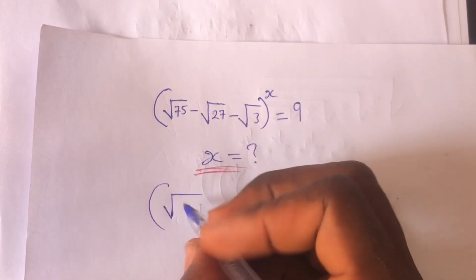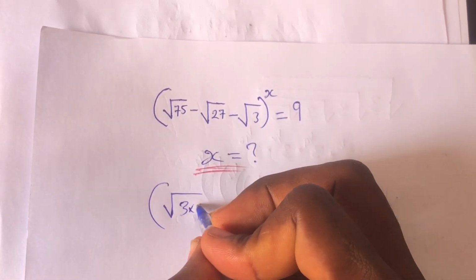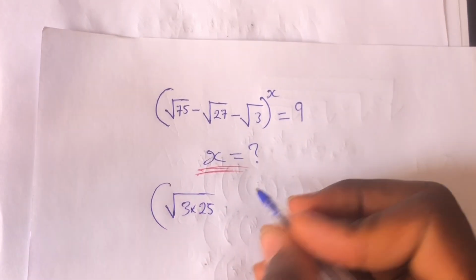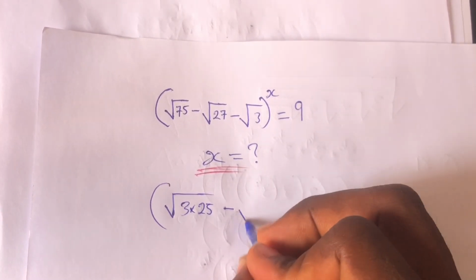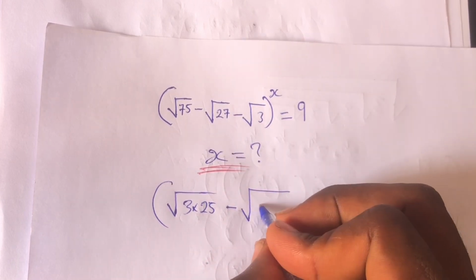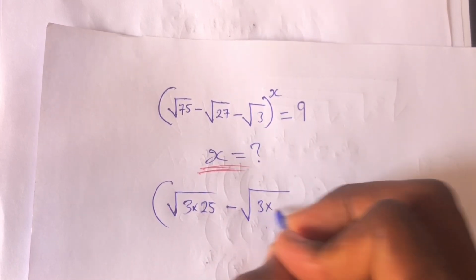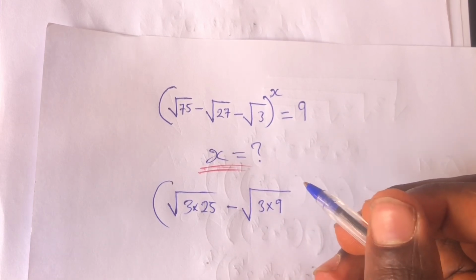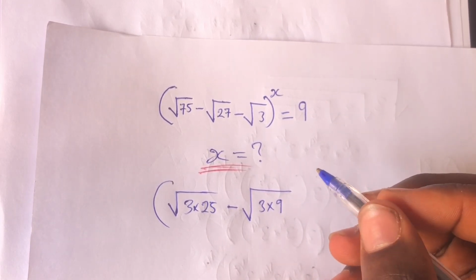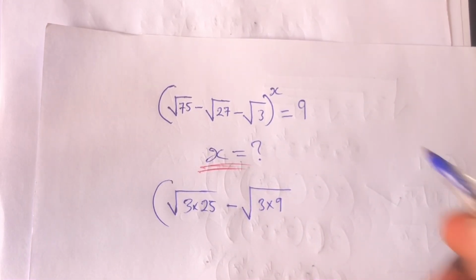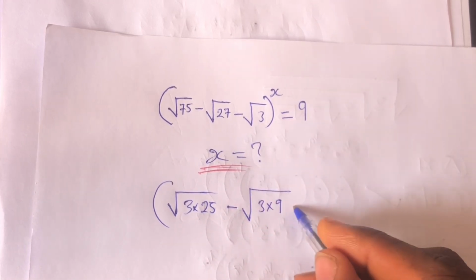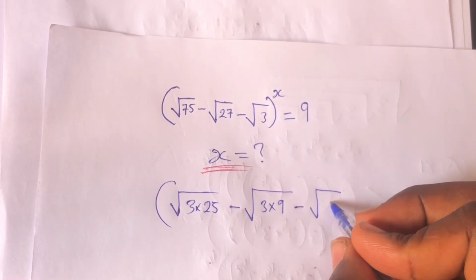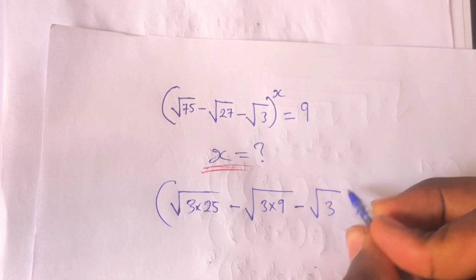square root of 75 is the same thing as square root of 3 times 25, minus square root of 27, which is the same thing as square root of 3 times 9, minus square root of 3, which is the same thing as square root of 3.